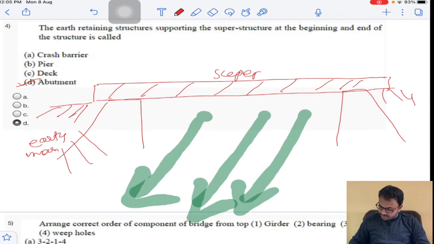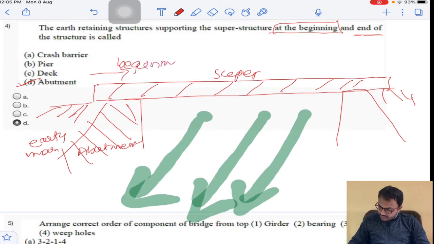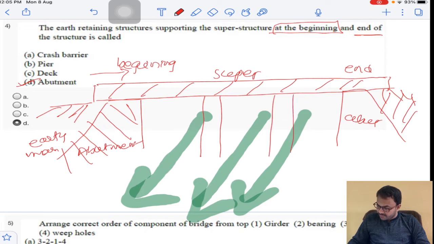So this structure we provided here is called an abutment, and he mentioned that at the beginning and at the end. So this is the beginning and this is the end. Both the superstructure and earth mass are supported by the abutment. And there are some intermediate columns, which are called piers. So for this question the answer is abutment, answer D.